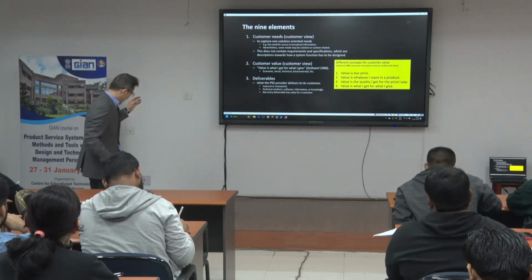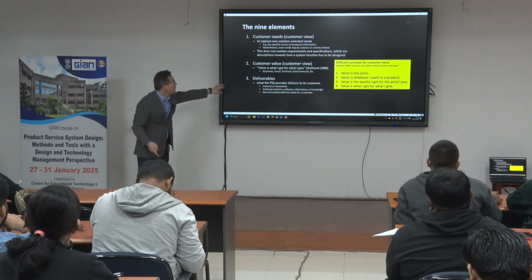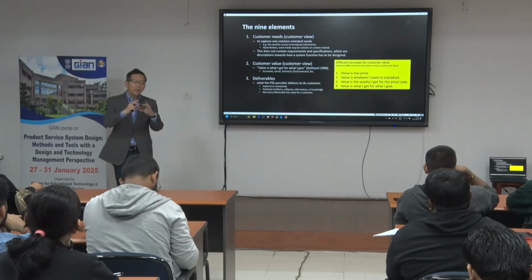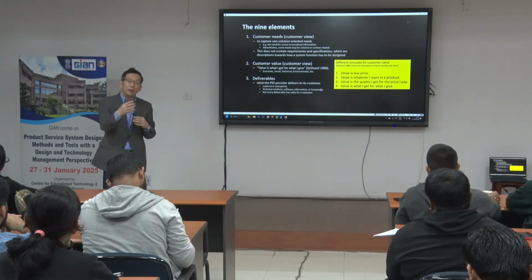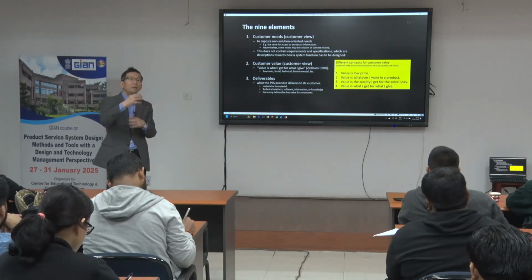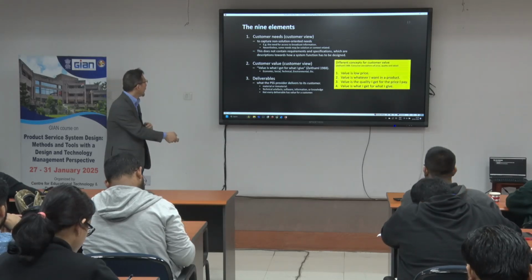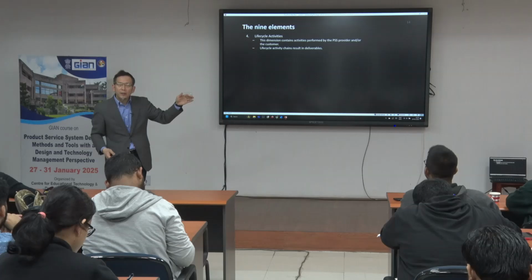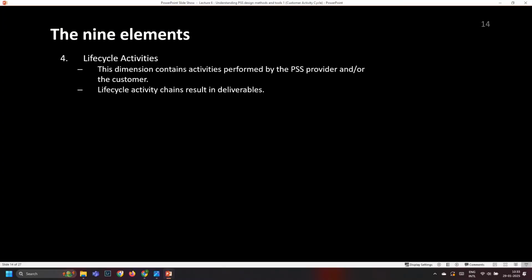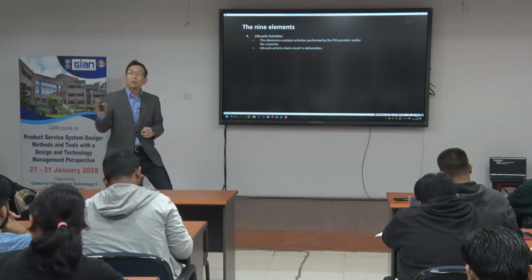So the third layer plays as a sort of interface between the provider and customer. The first two layers are from the customer, and the third layer is an interface. And then the fourth layer and onward are mainly about the provider description. The fourth one is about lifecycle activities, so activities carried out along different phases.